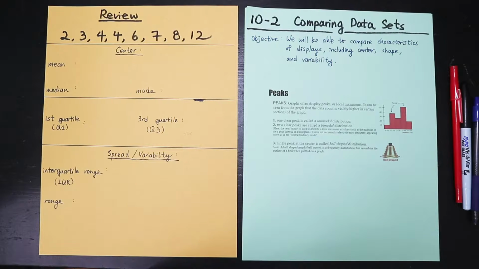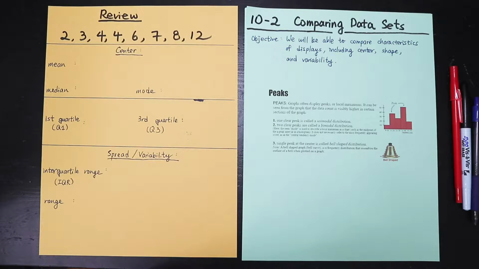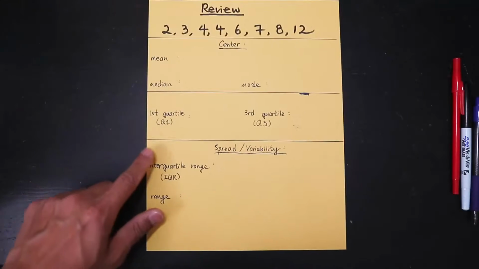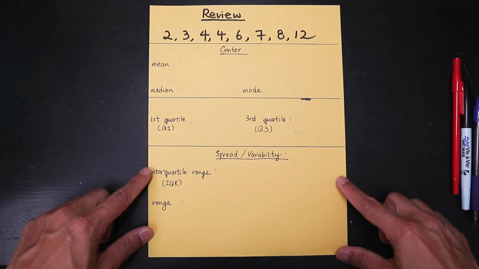Well, good morning, everybody. Today we are continuing 10-2 comparing data sets. In this lesson, we'll be looking at more than one of the dot plot, box plot, or histogram in one problem. And before that, let's review how to find the center and the spreads of a set of numbers.